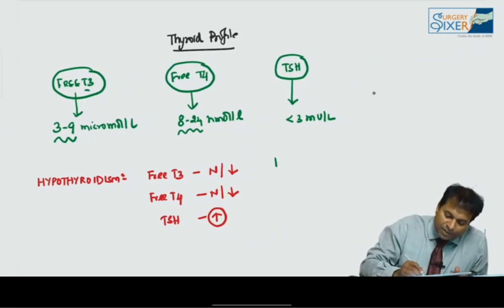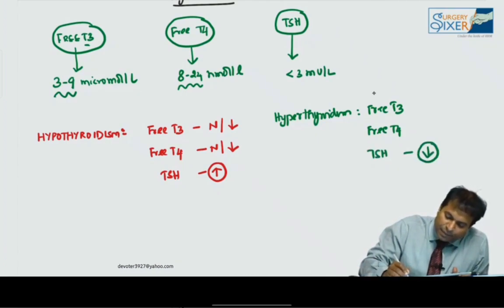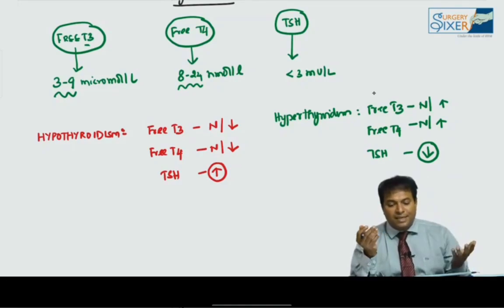Similarly for hyperthyroidism, see what happens. If free T3, free T4 and TSH are measured, TSH should be decreased and free T3, free T4 may be normal or increased. So free T3, free T4 may be normal or increased, but TSH is decreased.